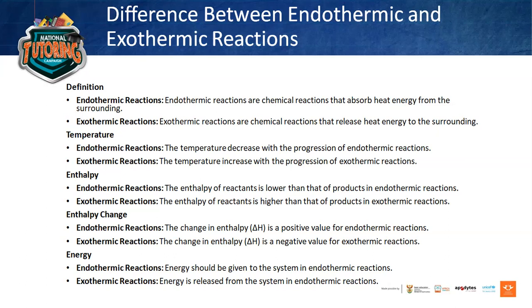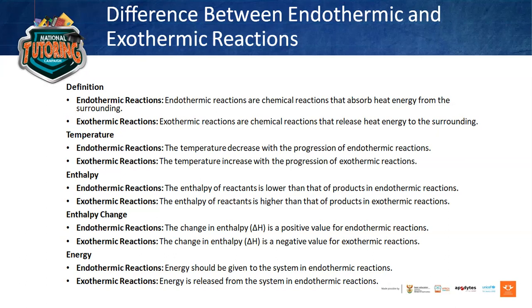And on our exothermic reactions, the reactants are higher than the products. Okay, so you see the differences. They basically work in opposite of each other. So what about the change in enthalpy? We know that for an endothermic reaction, the change in enthalpy will always be positive, but for an exothermic reaction, the change in enthalpy will always be negative.